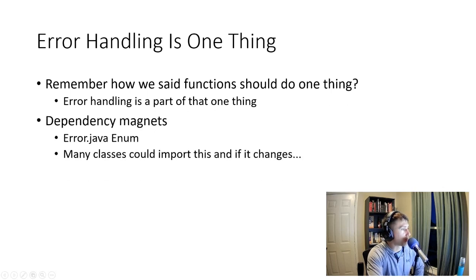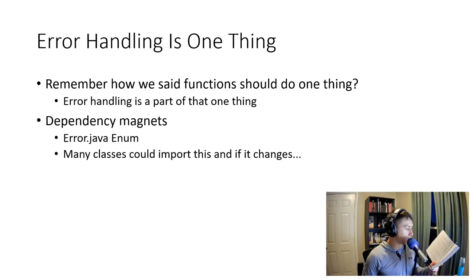So remember how we said functions should do one thing? Well, error handling is part of that one thing. So if you're going to have a function that does error handling, then have it do just that. But be wary of dependency magnets like errors, because if many classes are using errors, and if some change, that means all the subsequent classes that are importing those errors that you created will have to change as well. And he gives this example of the error.java enum.